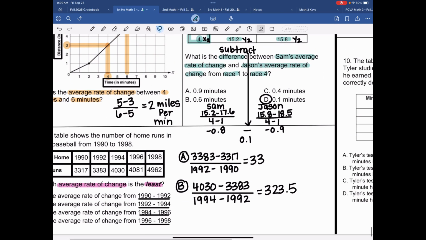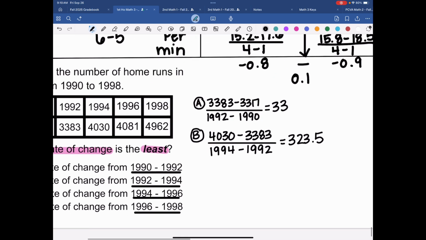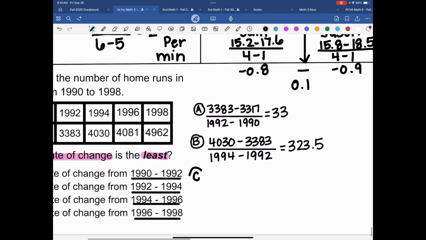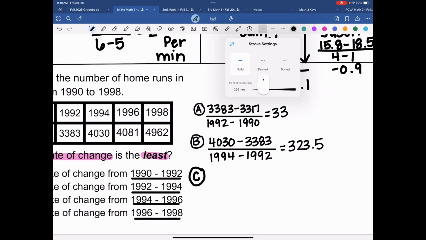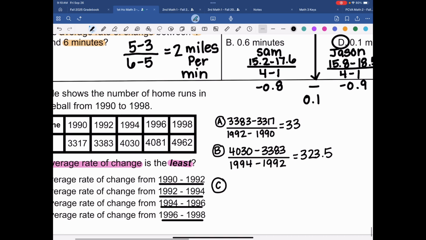So we're going to go do C, and we're going to do D. So again, I know this takes a little bit more effort because you're having to calculate all of them. However, it is simply just substituting in, or it is simply just taking your values and calculating the rate of change. There's nothing too crazy about it.